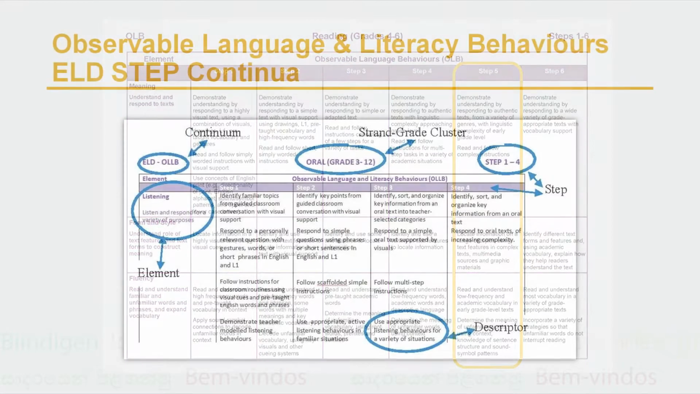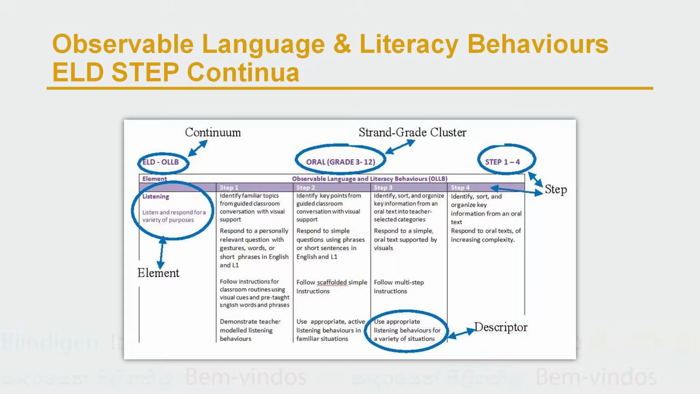There is also a STEP continua for students in the ELD program. This continua has OLLBs, which are called Observable Language and Literacy Behaviors, since students are having to learn both the language and literacy at the same time. The ELD continua has 4 steps instead of 6 steps. After students complete ELD Step 4, they transition to ESL Step Continua, usually around ESL Step 4. It typically takes students 7 to 9 years to complete the ELD and ESL steps.